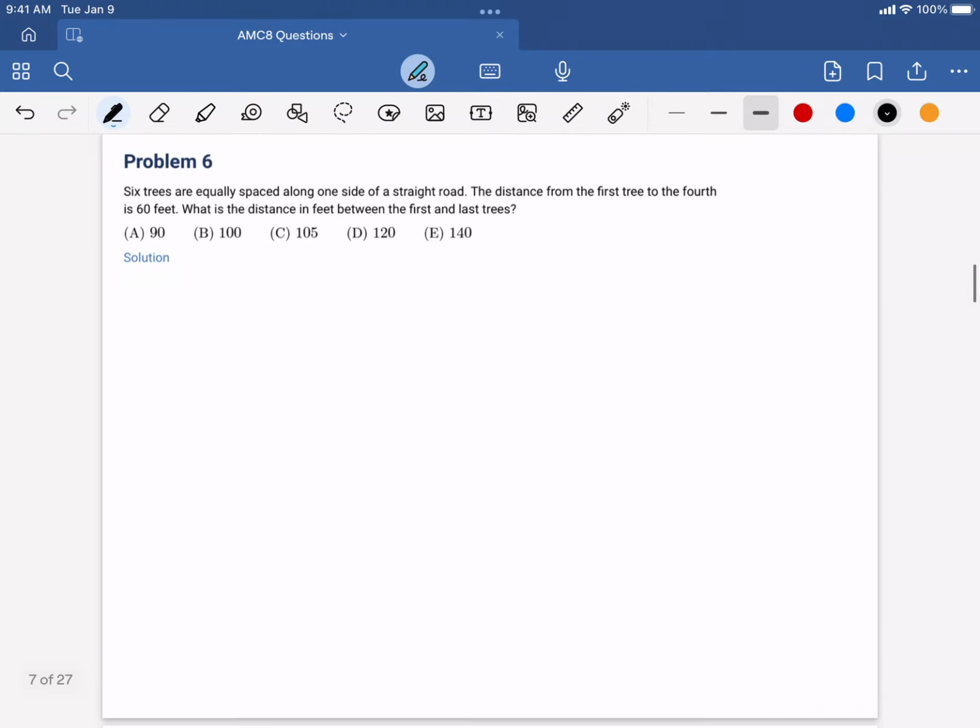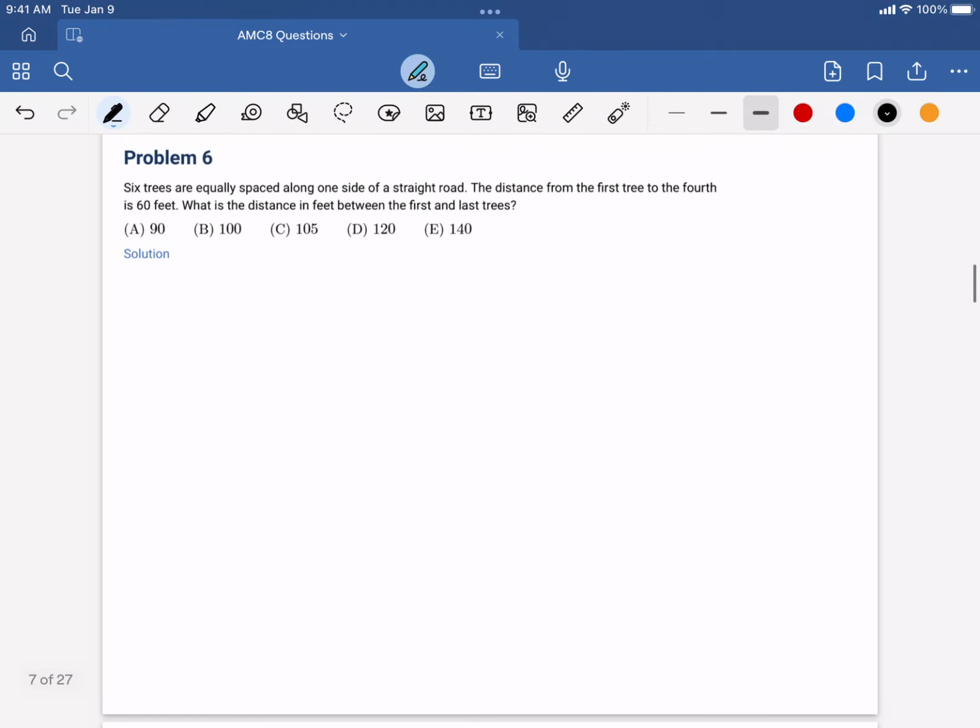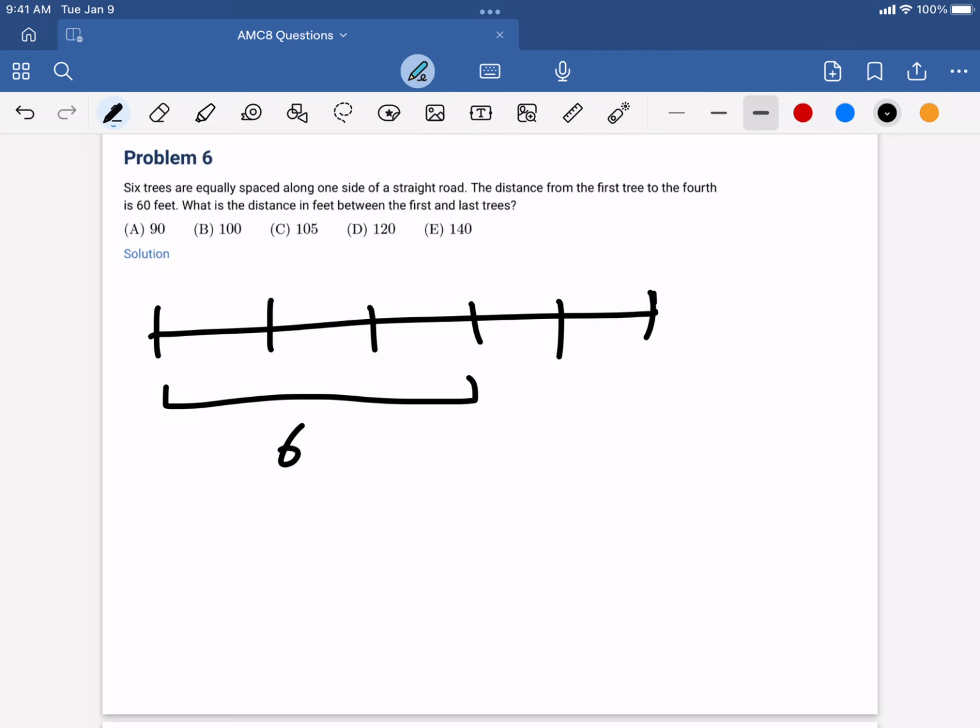Let's move on. Problem 6. 6 trees are equally spaced along one side of a straight road. So 6 trees, 1, 2, 3, 4, 5, 6. And the distance from the first tree to the fourth tree is 60 feet. What is the distance from the first tree to the last tree?